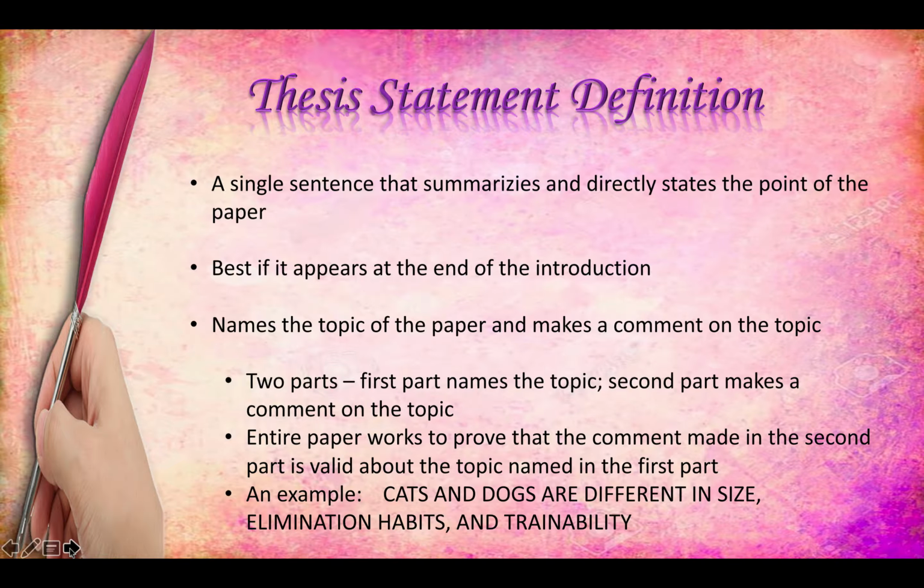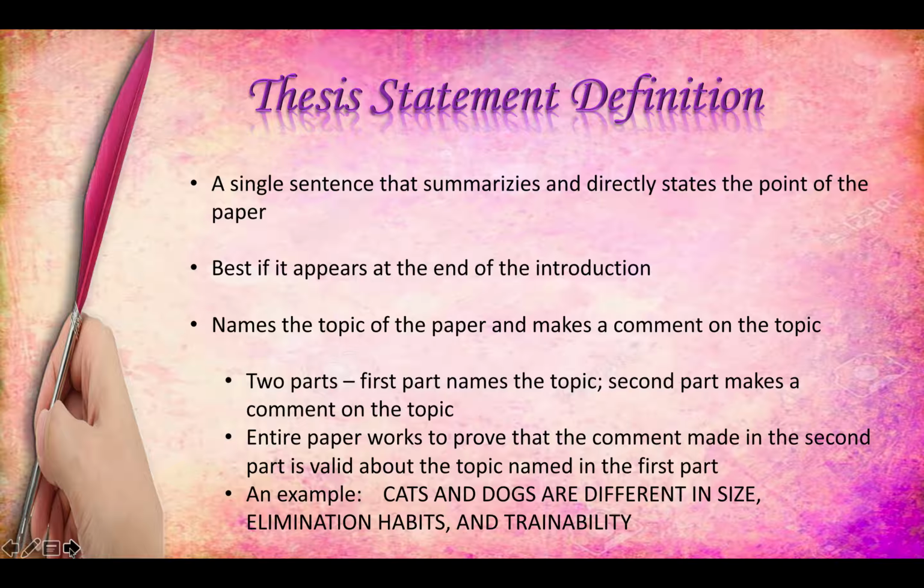The first part of the thesis statement, the subject of the sentence, tells readers that the topic of the paper is cats and dogs. The second part of the thesis statement, the complete predicate, tells readers that the paper will prove that cats and dogs are different in size, elimination habits, and trainability. Now, it also tells readers that they can look for a section that deals with how cats and dogs are different in terms of size.